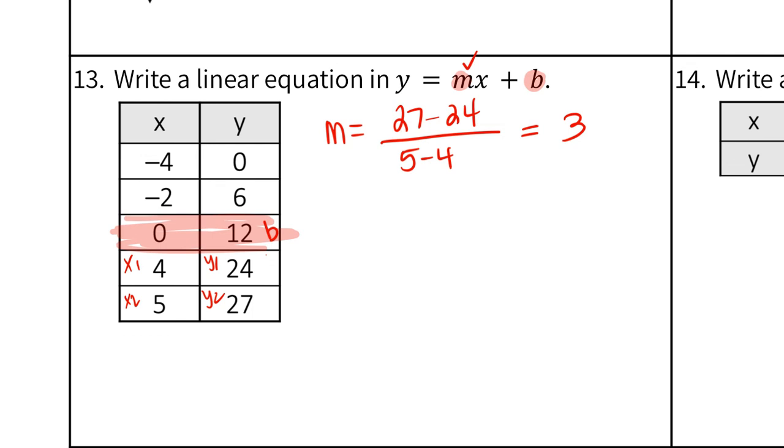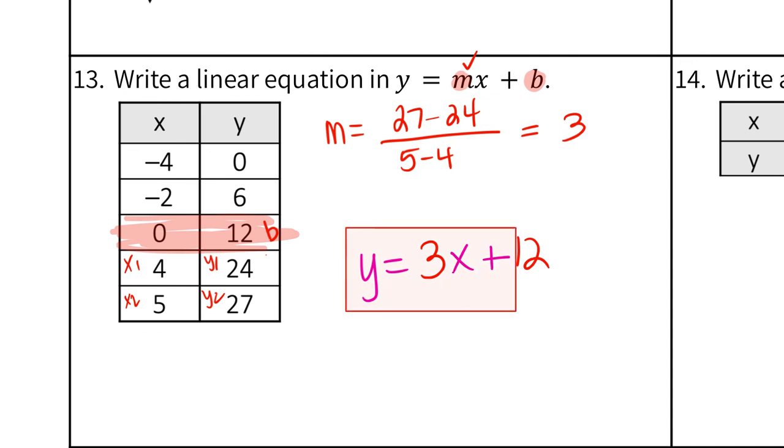Okay, so now that I have M and B, we're just going to put it together. I have y equals 3x plus 12. And that's the equation that goes with that table.